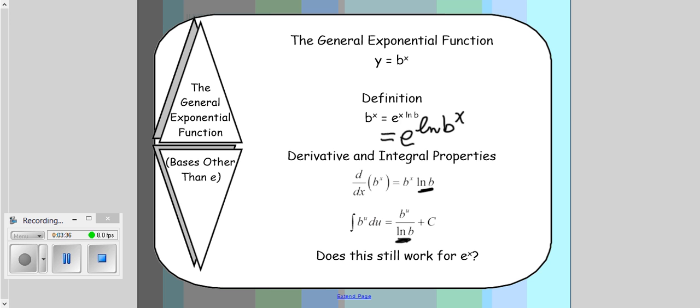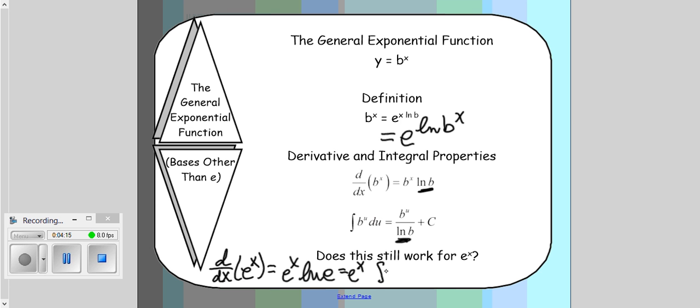Well, I've got this question down here. Does this still work for e to the x? Yes, it does. Because if I take the derivative of e to the x, following these general exponential derivative rules right here, then that would be e to the x natural log of e. Well, but natural log of e is 1, and so e to the x times 1, that's still going to give you e to the x. And we know that our derivative of e to the x is e to the x. Okay, well, what if I integrate?